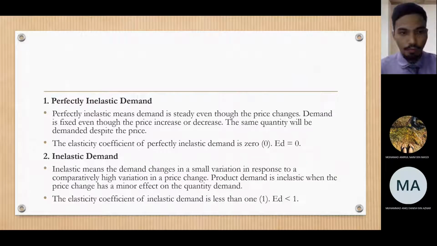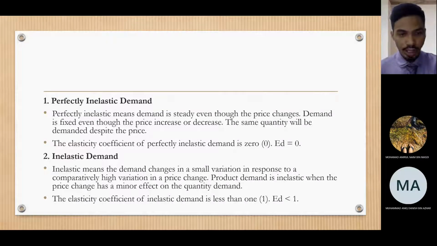Perfectly inelastic demand. Perfectly inelastic means demand is steady even though the price changes. Demand is fixed even though the price increases or decreases. The same quantity will be demanded despite the price. The elasticity coefficient of perfectly inelastic demand is 0.